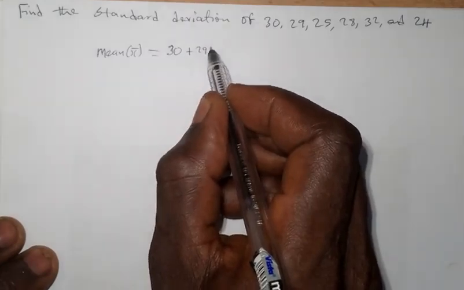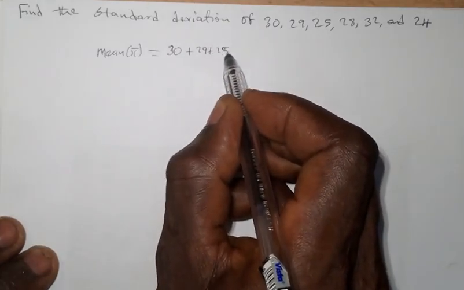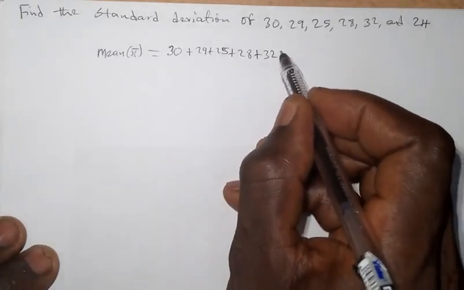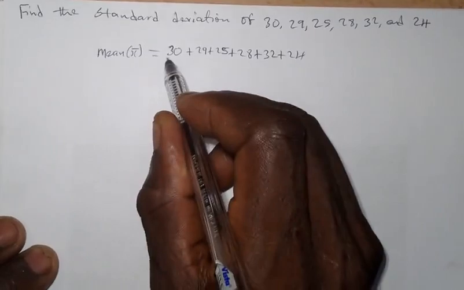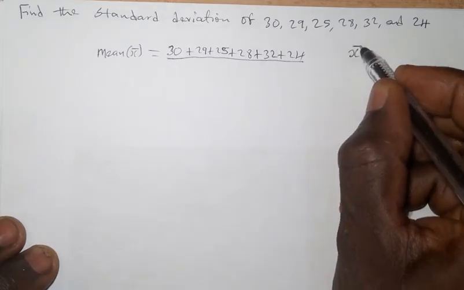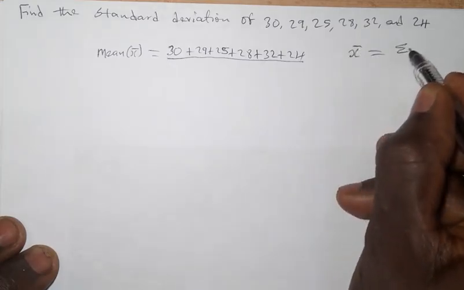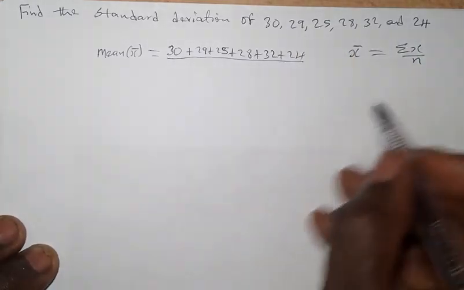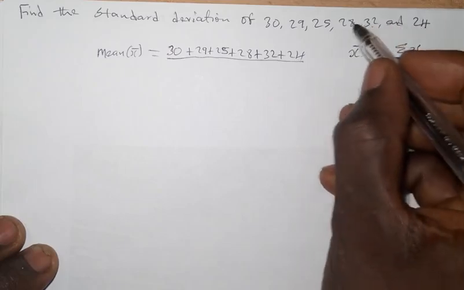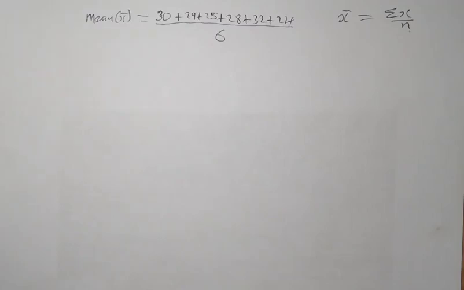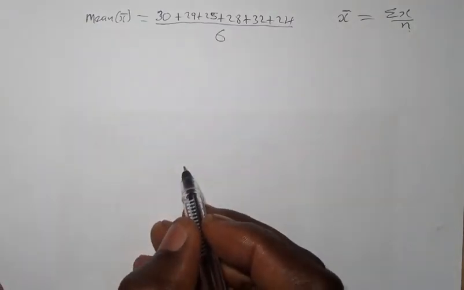Plus 29 plus 25 plus 28 plus 32 plus 24, all over... remember, mean x bar is equal to summation x all over n. So we sum all of these and then we divide by the number of values: 1, 2, 3, 4, 5, 6. So here it will be 6.